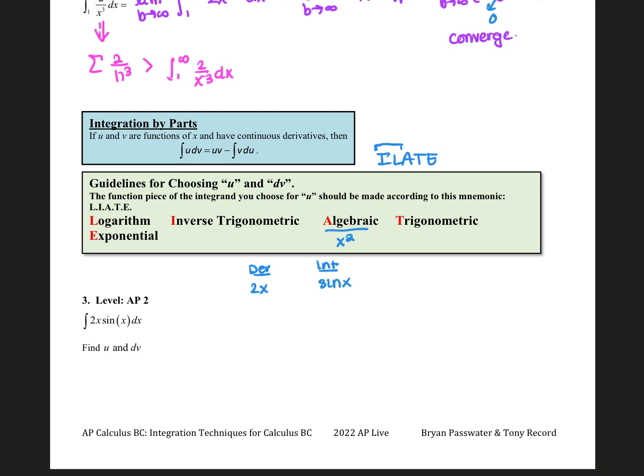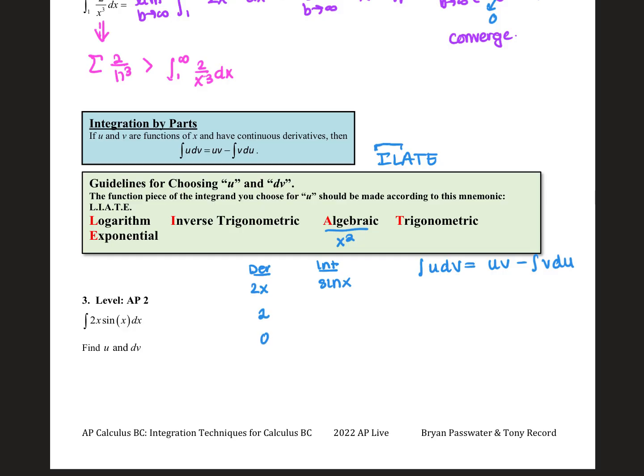So if you want to think of the formula, it's really the integral of u dv is equal to uv minus the integral of v du. So what they really wanted was to know what u and dv were. So u is going to be what we're taking the derivative of, which is 2x, and dv will be what we're integrating, which is sine x. But let's go ahead and do this. So if I take the derivative, it goes down to 2 and then to 0.